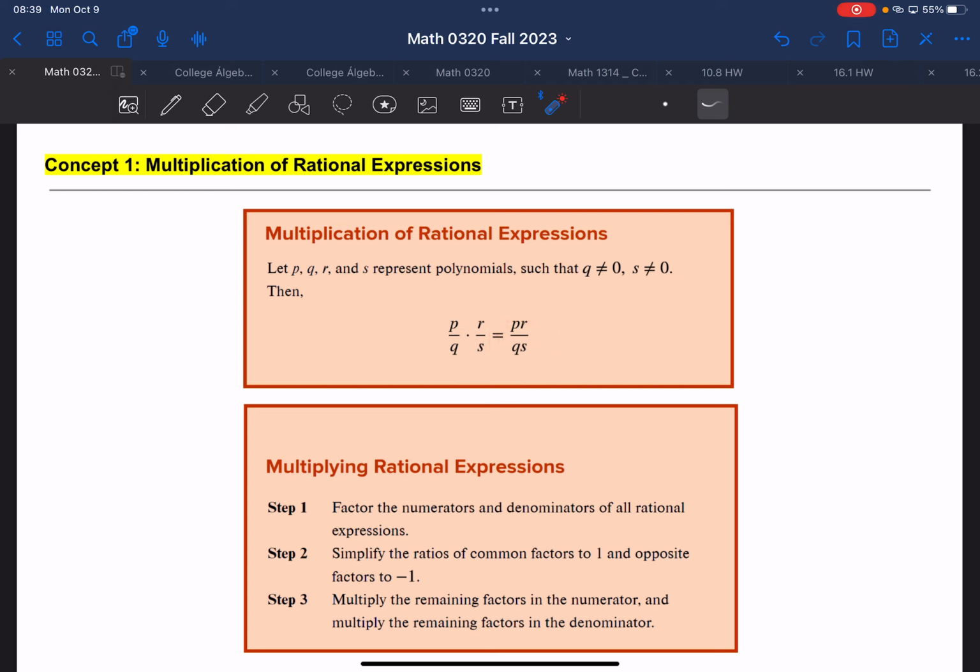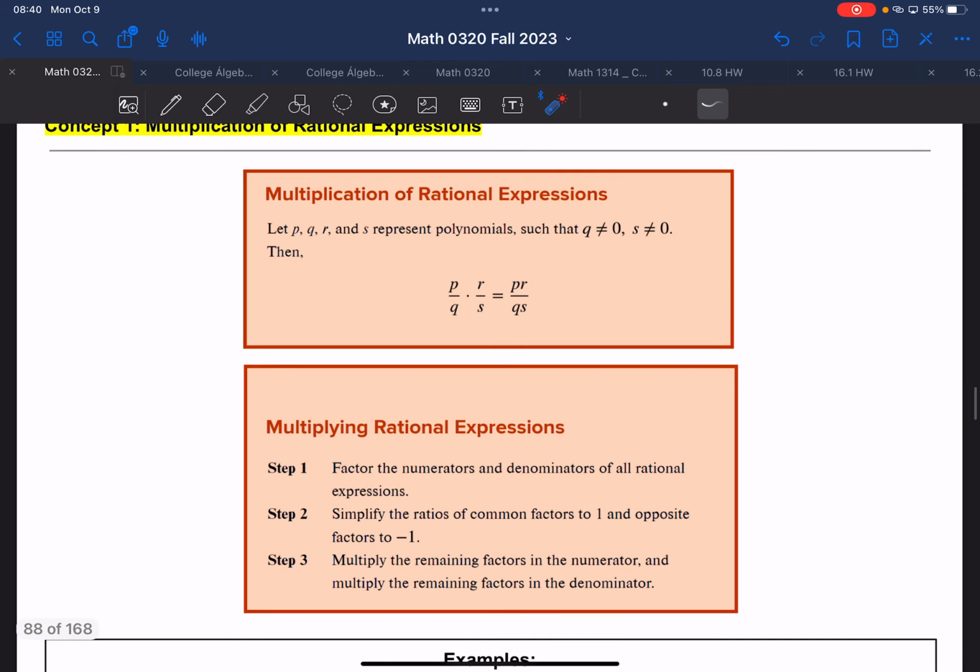Okay, so that's going to be true even if our fractions look like polynomials. We would multiply the top times the top, and the bottom times the bottom. Here are some steps that we could follow. It says factor the numerator and denominators. So what we did in 15.1, where we factored stuff out to see if we could cancel, that would be our first step: factoring the numerator and the denominator.